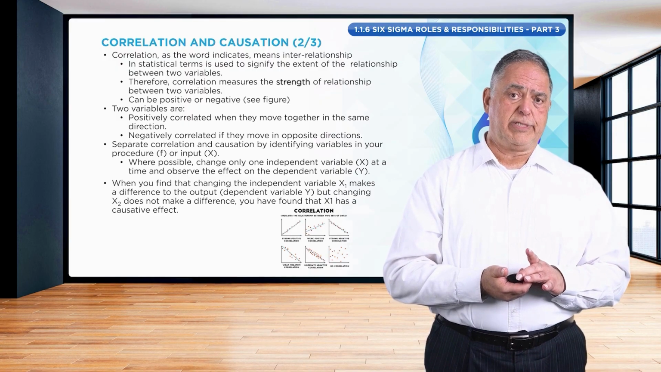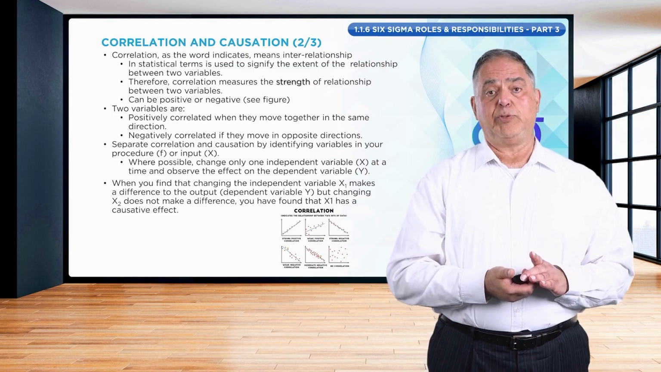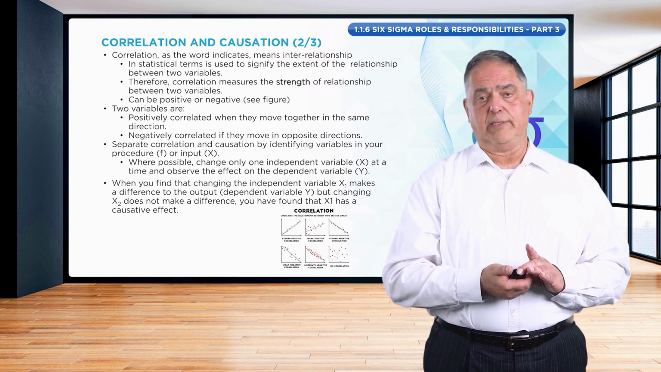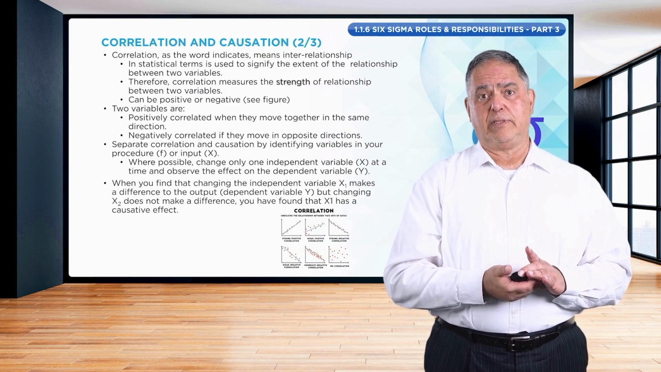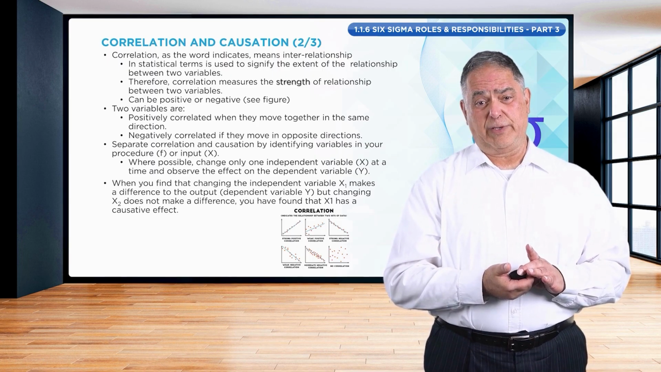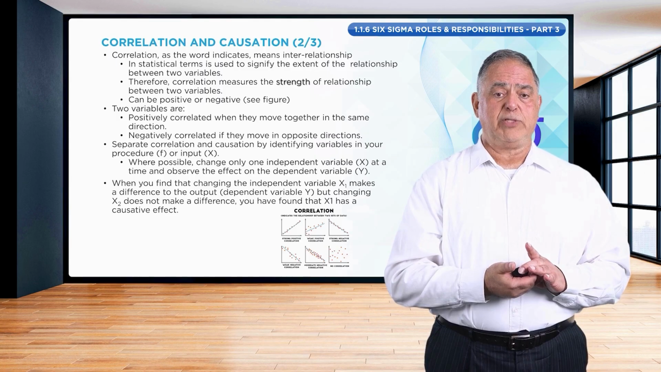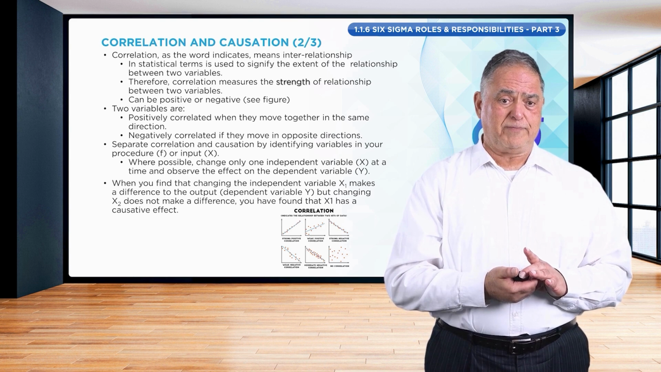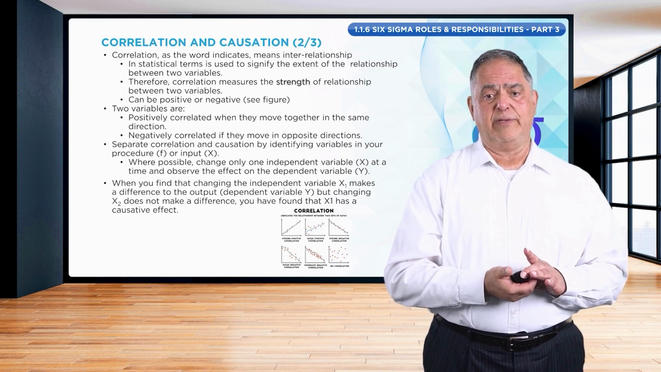Now, correlation, as the word indicates, means interrelationship, usually between two variables, an x and a y, an input and an output. So in statistical terms, this is used in order to signify the extent of the relationship between two variables. So correlation measures the strength of the relationship between two variables. And it can be positive or it can be negative.